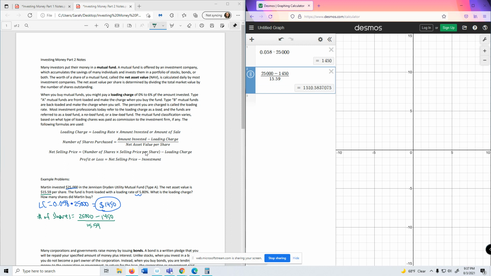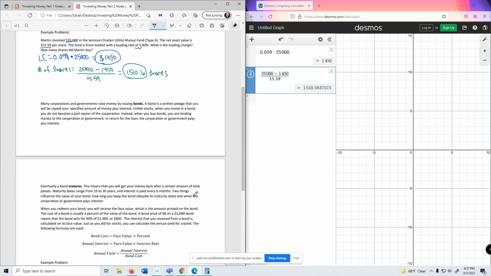You're going to get a decimal, and that's okay. We're just going to round to the nearest tenth. He has purchased 1,510.6 shares of this mutual fund when we round that to the nearest tenth. Usually we don't think of partial shares for a mutual fund, but partial shares are possible, so that's okay.